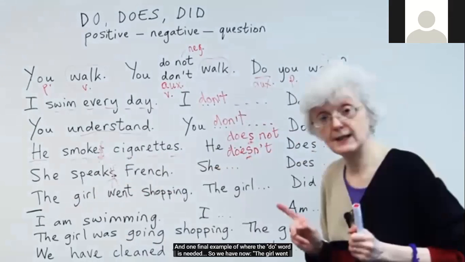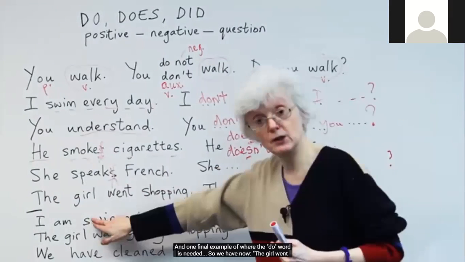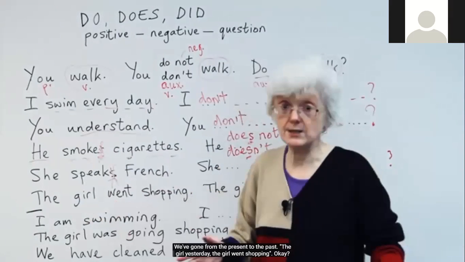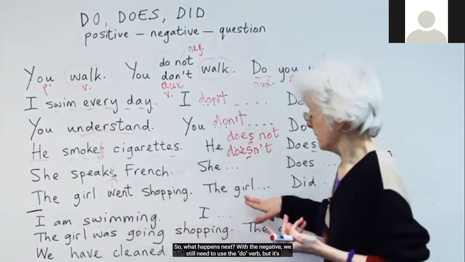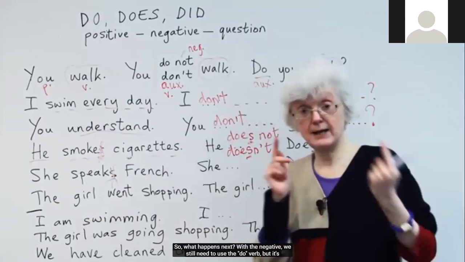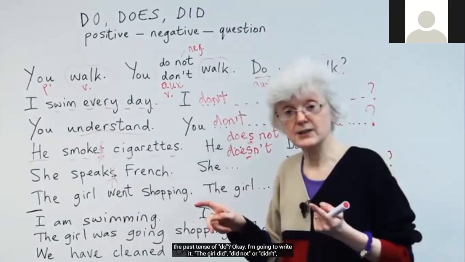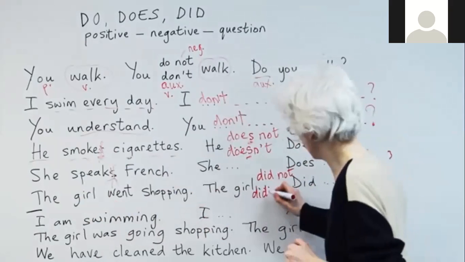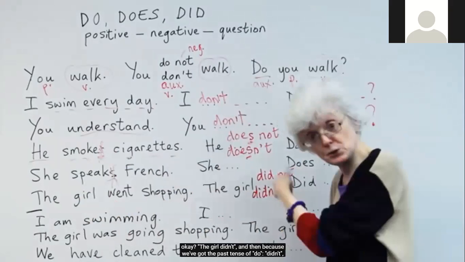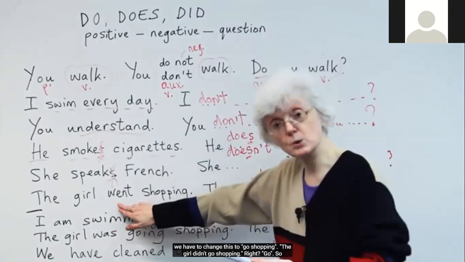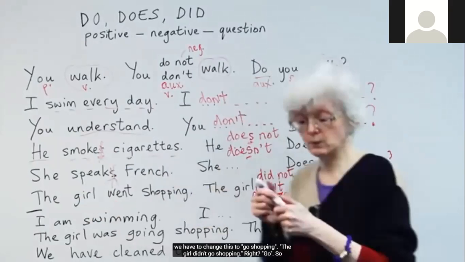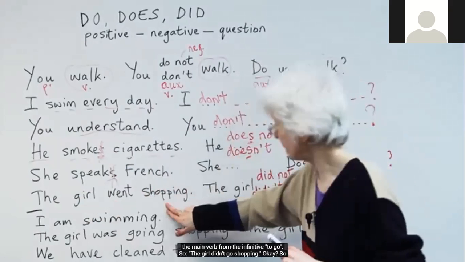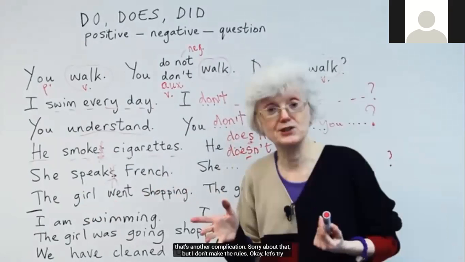Right. One final example of the different verbs. So we have the girl went shopping. We can say from present to past, the girl yesterday, the girl went shopping. Okay. So what happens next? The negative is still with the verb, but it's the past tense. So you can look at what tense we're doing: did not, or didn't. Okay, we've got did, and then we have to choose the go, so did go, right? The go comes back to the base form of the verb. So, didn't go, okay? That's a little complicated, sorry about that, but I don't make the rules.